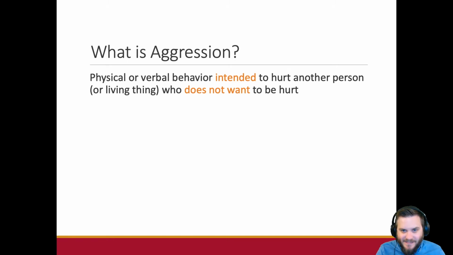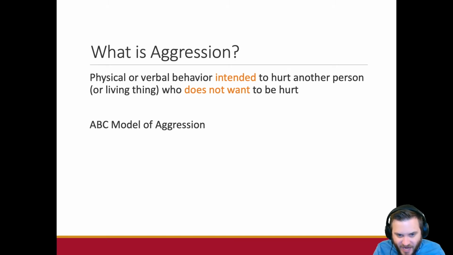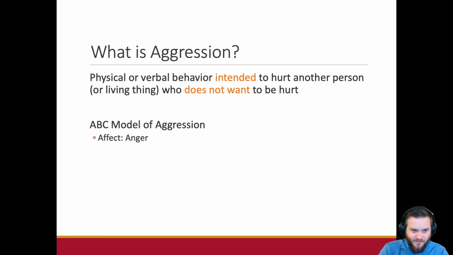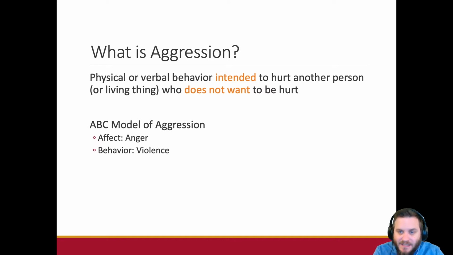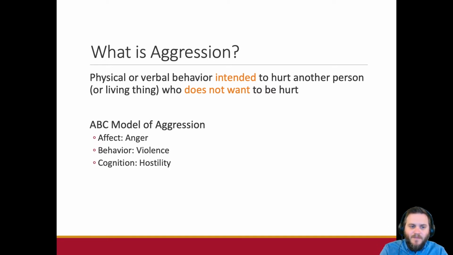Hey, look, it's the ABC model of aggression. So, the affect part, A, is anger. Okay? Anger. Behavior is the violence, and cognition is, generally speaking, hostility. Okay, this is the ABC model.